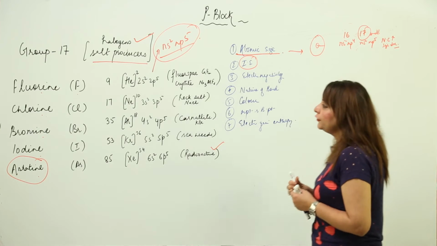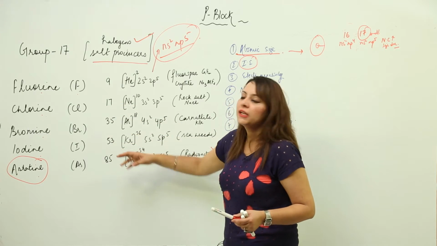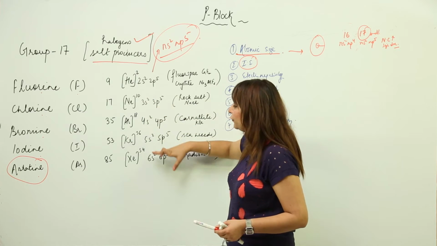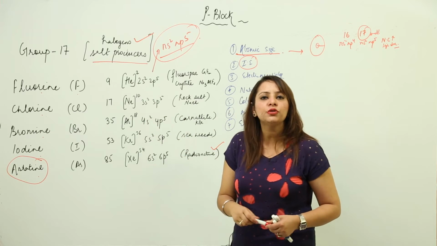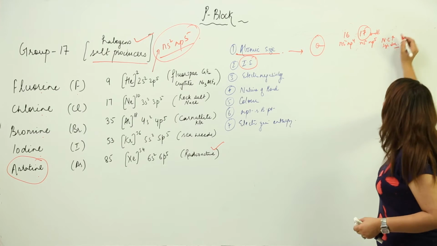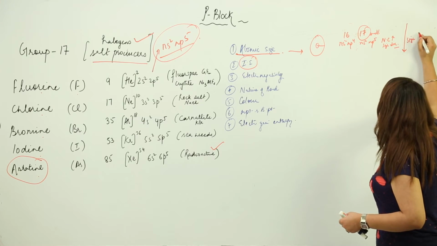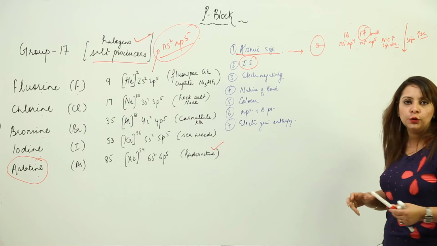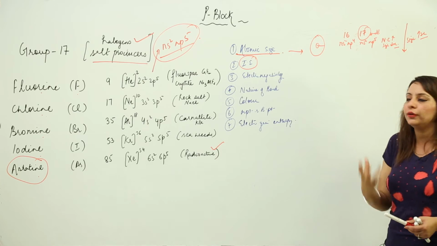But if we talk of the group, as we move down the group, every time a new shell is added. Here the last shell is second, here the third, fourth, fifth and sixth. So every time a new shell is being added, due to which there is a pronounced screening effect. Therefore, along the group size increases due to the increase in the number of shells, decrease in the nuclear charge and increase in the screening effect.